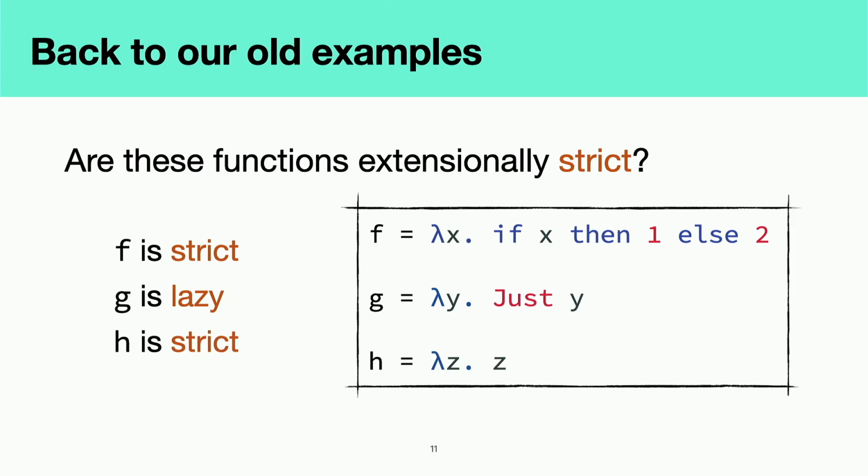Then lastly, we can now more easily see why the identity function is strict, because it just directly returns its argument. If we give it bottom, we'll get back bottom. H of bottom is bottom. H, therefore, is strict. And this definition works pretty well.